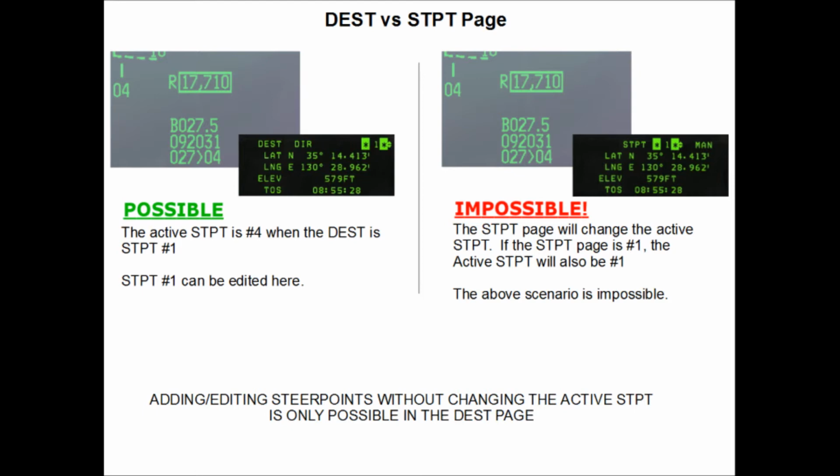So instead of dealing with all of that, we use the destination page. Now we are focusing on the left side. And here it is possible to change the steer point in your DED page and modify any steer point without changing the active steer point on your airplane. And that, basically in a nutshell, is what the destination page is, as well as the difference between it and the steer point page. And of course, we'll be doing a demonstration of using the destination page while in the pit later on in the video.